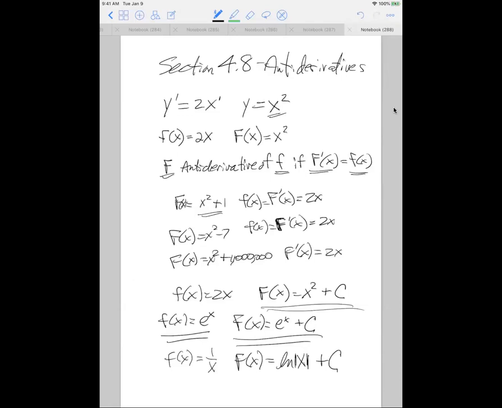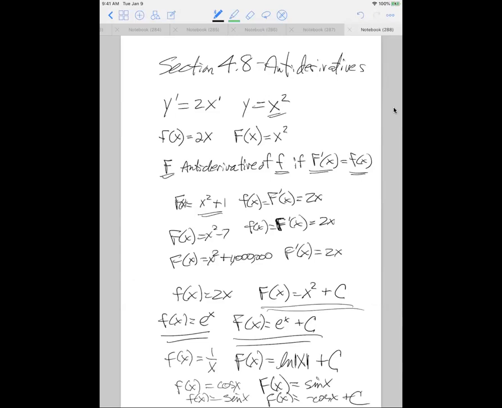If little lowercase f equaled cos x, what's capital F? What did I take the derivative of to get cos? Yes, you had to take the derivative of sine to get cos. And notice going the other way, a negative sign comes into the picture. So if lowercase f equals sine x, you've got to be careful now. What did you take the derivative of to get sine? Well, the derivative of cos gives you negative sine. So capital F must be equal to negative cos x plus C. You've got to remember that.